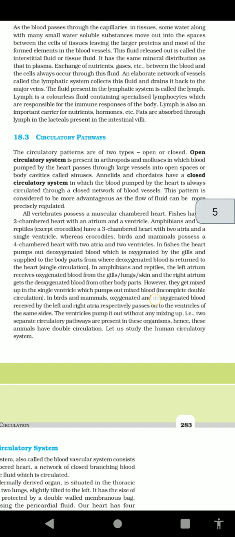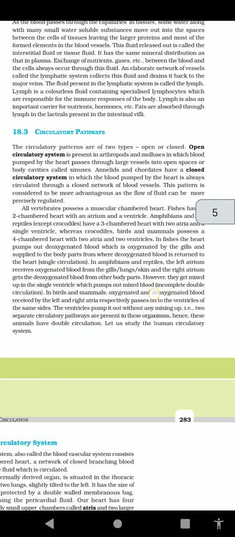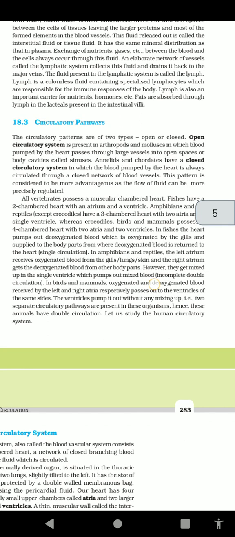These fluids released out of the blood are called the interstitial fluid or the tissue fluid. It has the same mineral distribution as that of plasma. Exchange of nutrients, gases, etc. between the blood and the cells always occurs through these fluids.